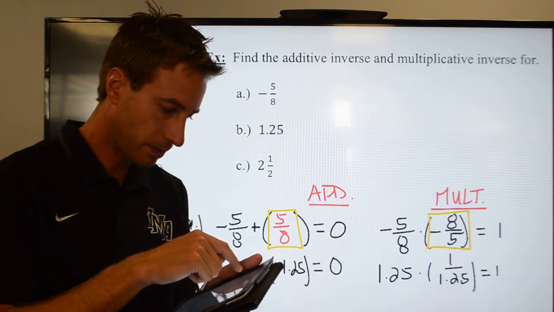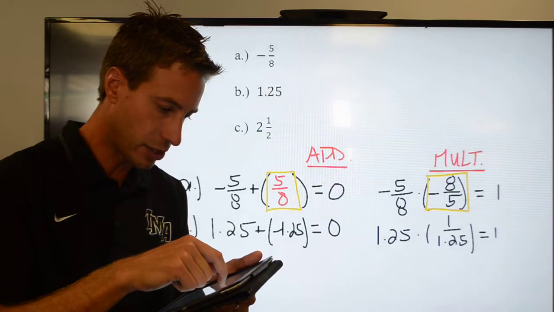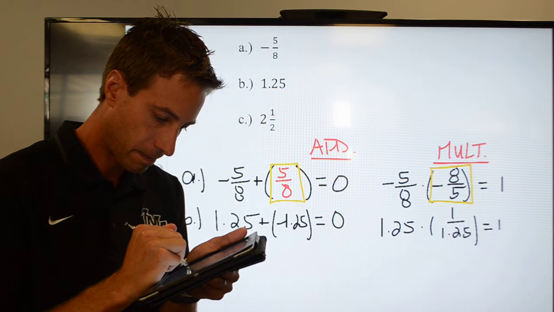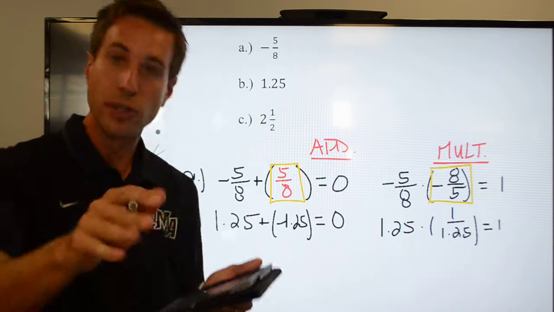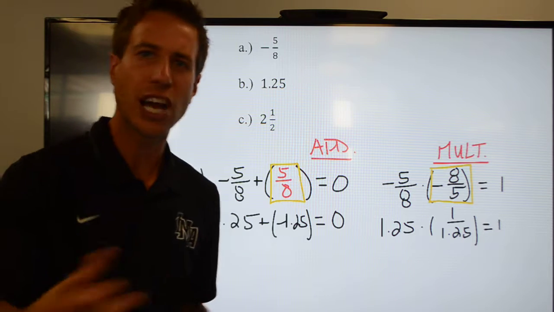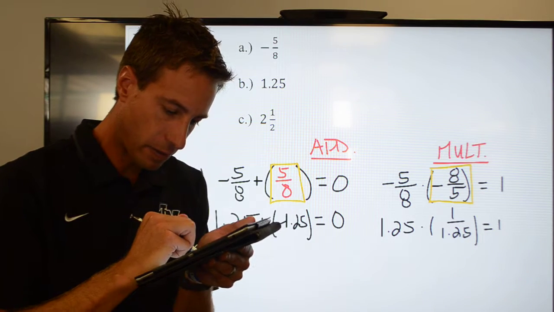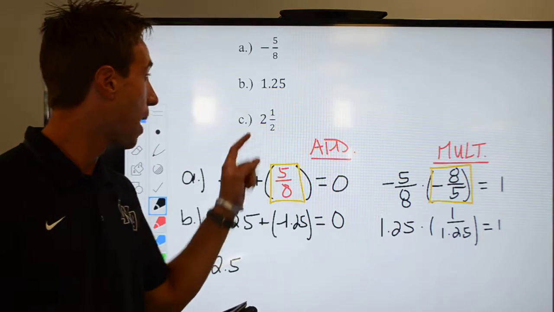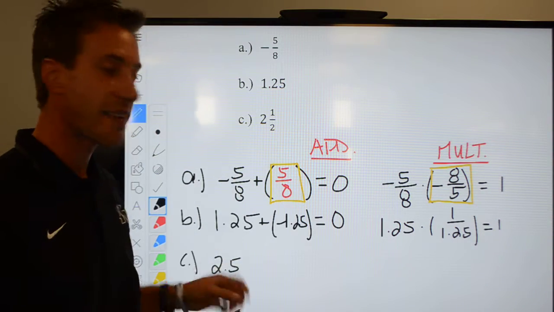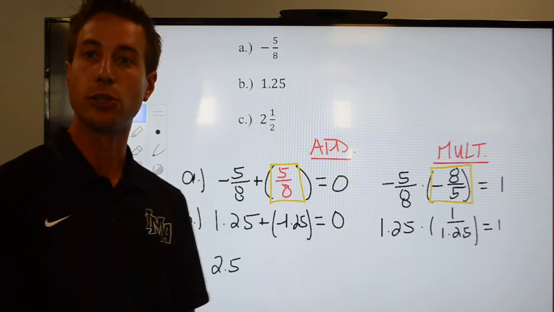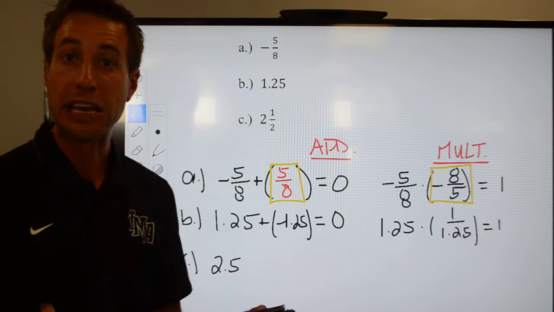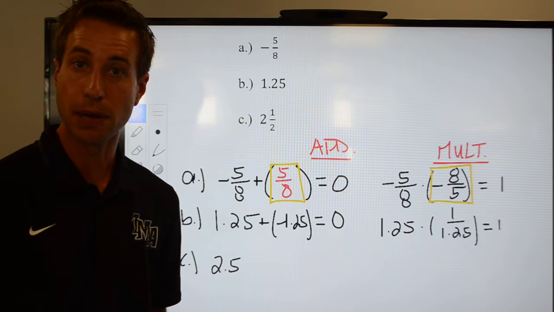One last one here to finish off this page of the notes. Here we go. This is C. You have 2 1/2, which I'll just write as a 2.5. Well, in order to take a 2.5, I need to know what do I need to add to 2.5 to get 0. Well, I would need to add a negative 2.5, the same number, opposite sign.